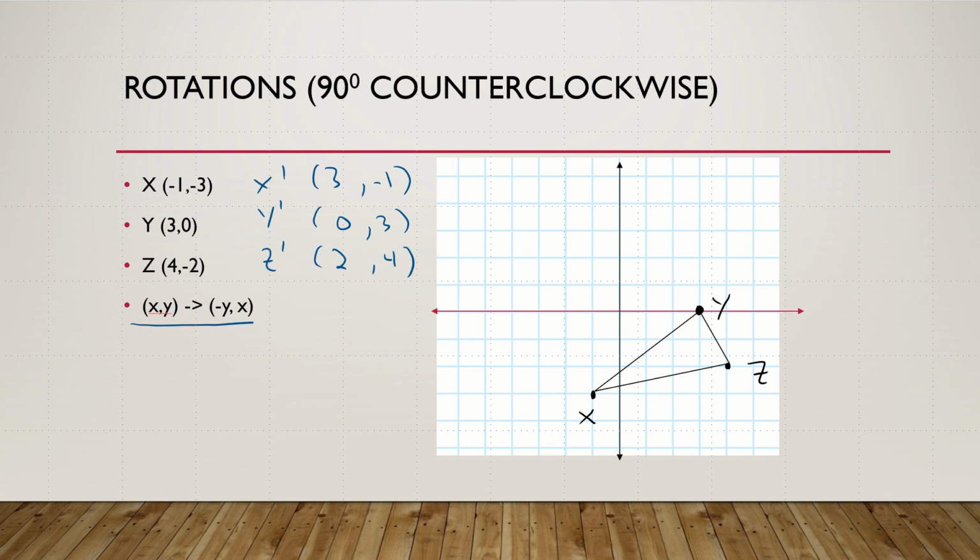So for x prime, it's going to be at 1, 2, 3, and then down here at -1, that's where x prime is. For y prime, it's going to be at 0 and then up 3 right there. And then for z prime, it's going to be at 1, 2, 1, 2, 3, 4 right over there. And so let's go ahead and label those points. This is x prime, this would be y prime, this would be z prime, and then you connect them to make your new triangle, and that's the 90-degree counterclockwise rotation.